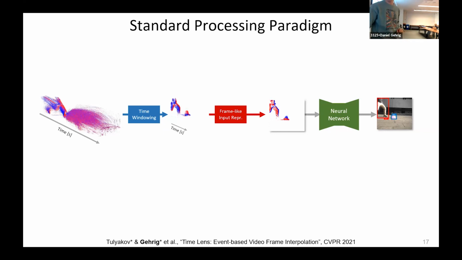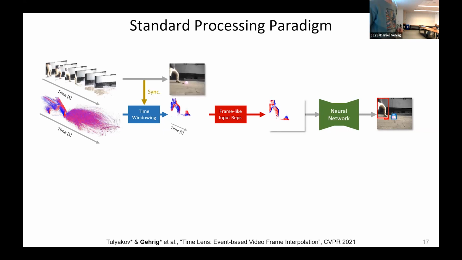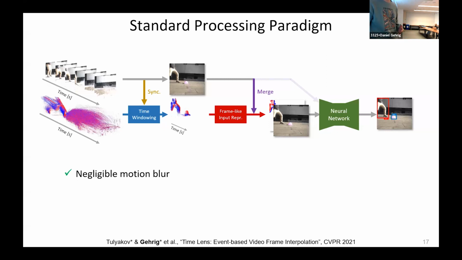A lot of papers also combine them with images, so images are usually used to synchronize the events. You tell exactly when the time window starts, and then you can take as many events as you like. These events are then concatenated with images to process the object detections. So here we have a few advantages. We have negligible motion blur. We also have a high dynamic range.